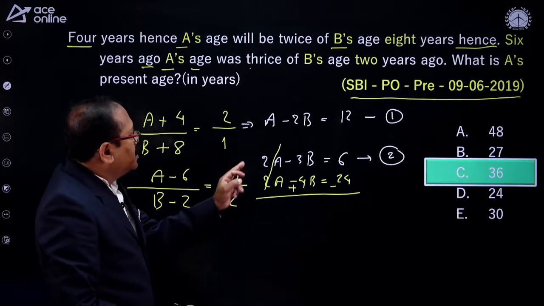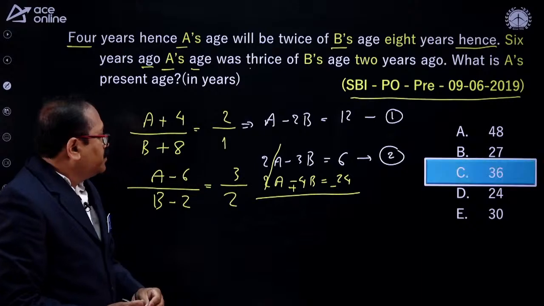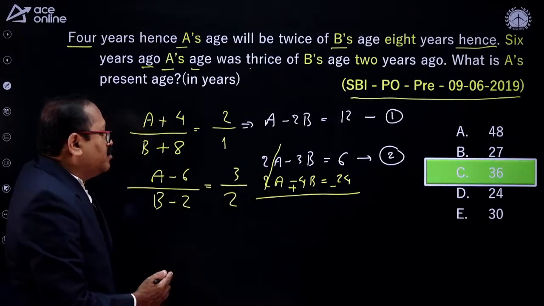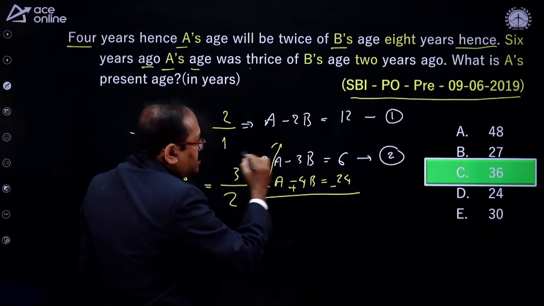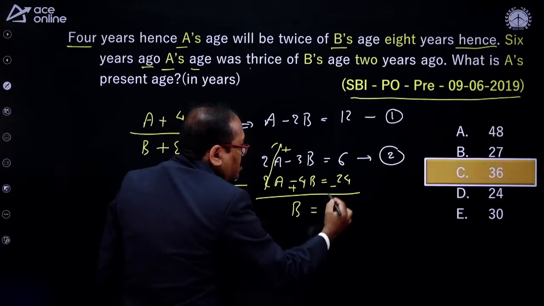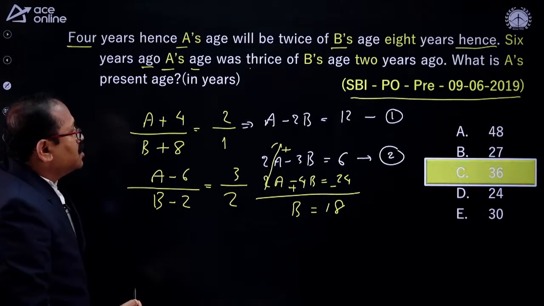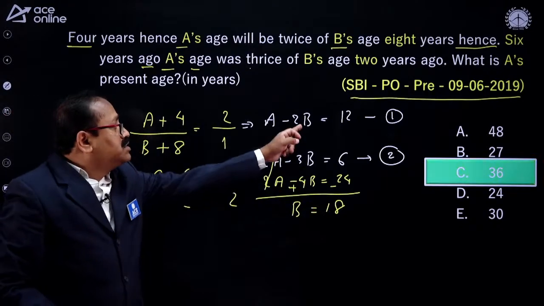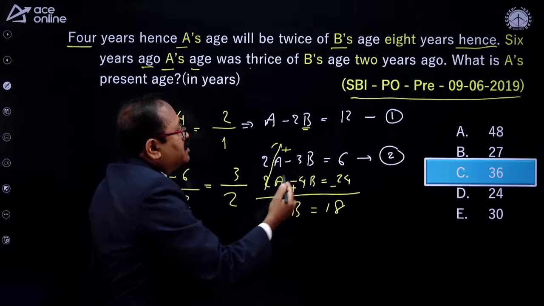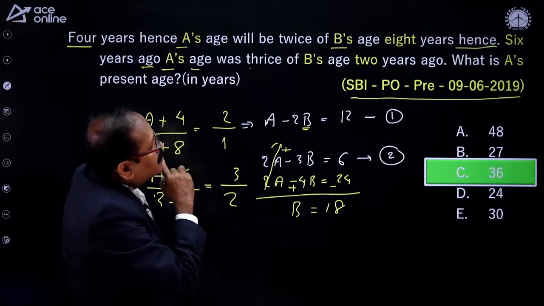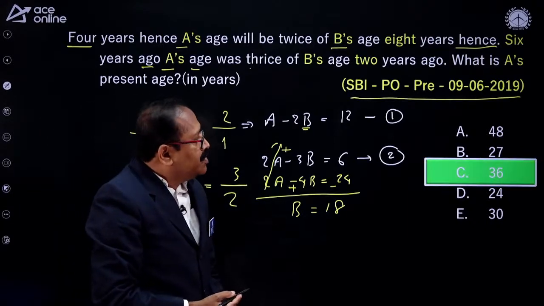And we are multiplying this equation by 2. So 2A minus 4B is equal to 12. So when I subtract, let's subtract from bottom to top. So this gets cancelled, and here a minus will become plus. So B is equal to 18. What is the question asked? What is the present age of A? So when B is equal to 18, I will subtract this 18 over here. 18 into 2 is 36. And when I take the 36 to the other side, then 36 plus 12 is 48.